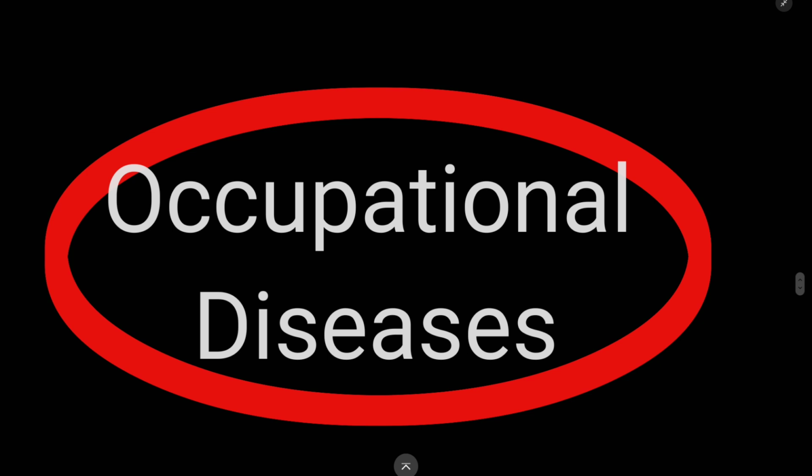And third is skin disorders or skin diseases. Skin diseases are another category of occupational illness. Exposure to harsh chemicals, cleaning agents, or even extreme weather can lead to conditions like eczema, dermatitis, or chemical burns. Workers in industries like cleaning, agriculture, and construction are especially vulnerable.